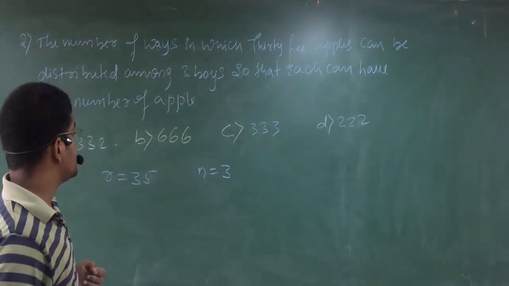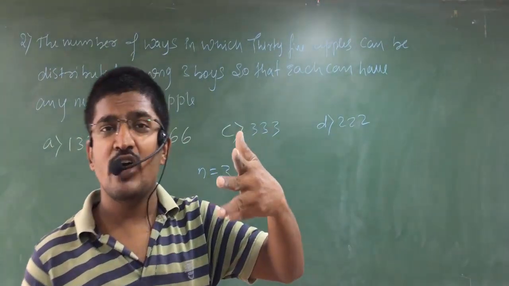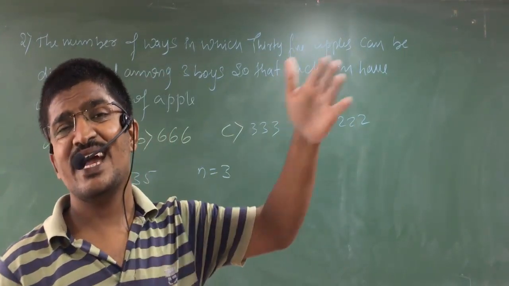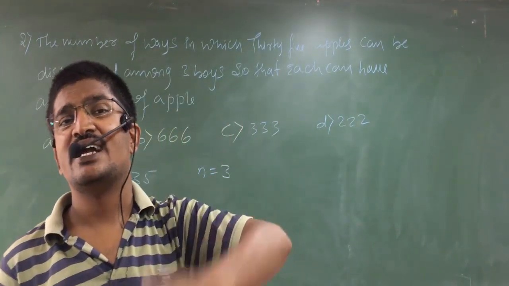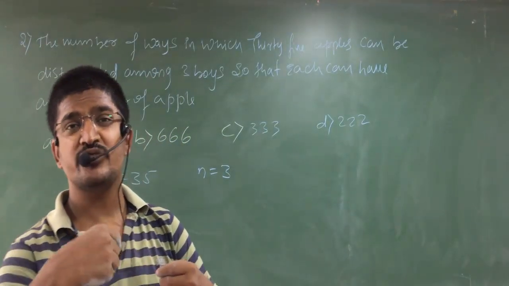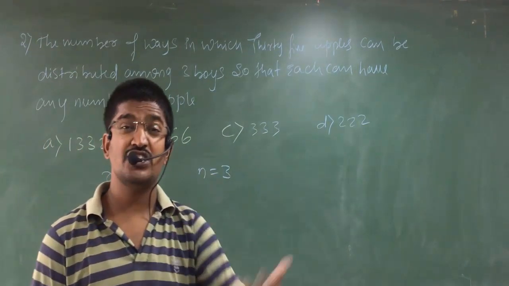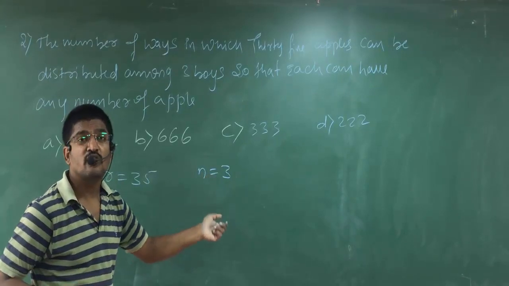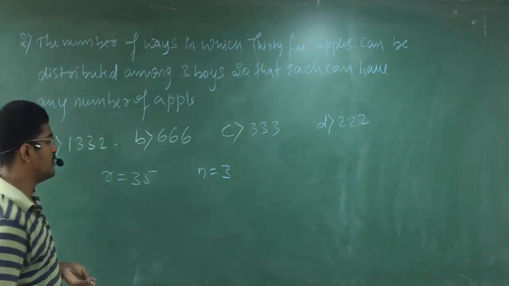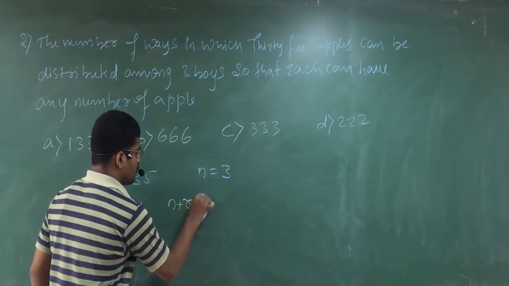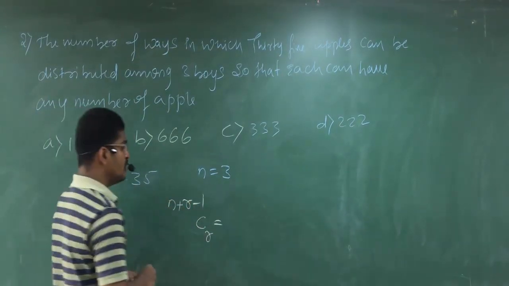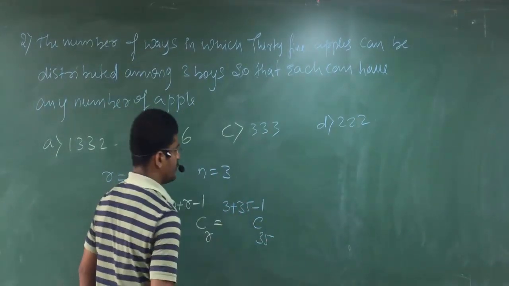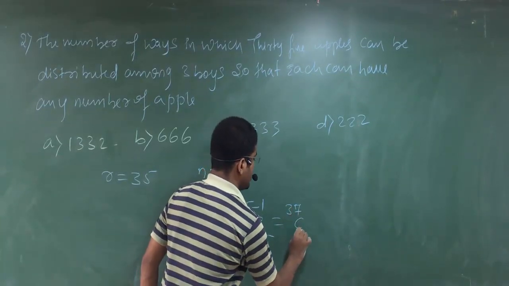Clear? So boy 1 can take 35, boy 2 and boy 3 no apples. Boy 2 can take 35, boy 1 and boy 3 no apples. Or they can distribute like 10, 15, 10. Like that also they can distribute. These are all types of distributions. Clear? How many such distributions there are, that is what they are asking. So n will be the number of boys, r will be the number of apples. Therefore, n plus r minus 1 C r is 3 plus 35 minus 1 C 35. So this will be 37 C 35.